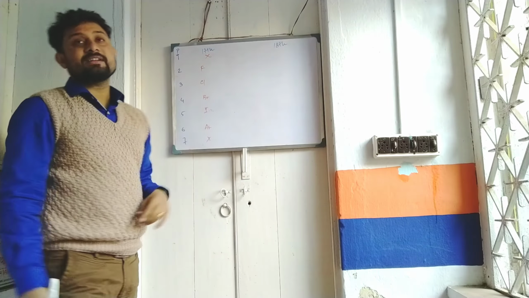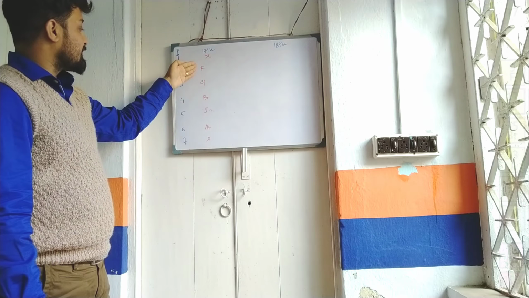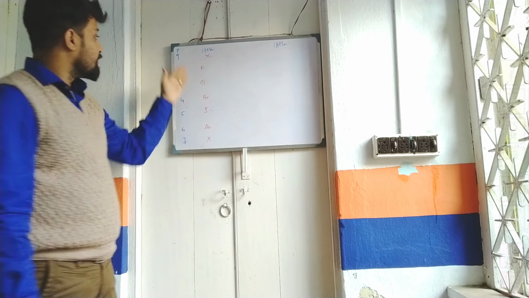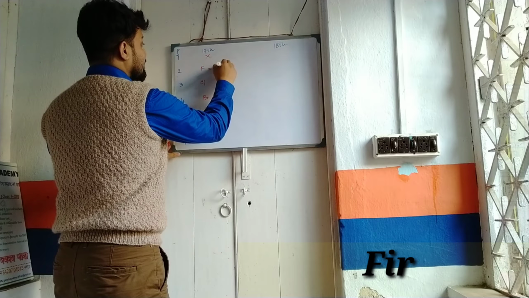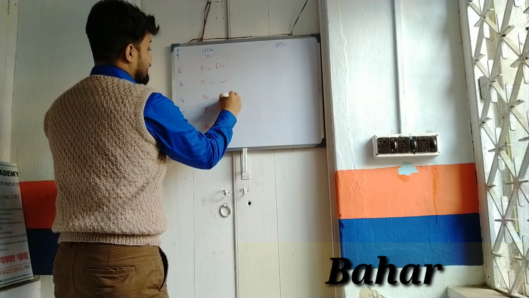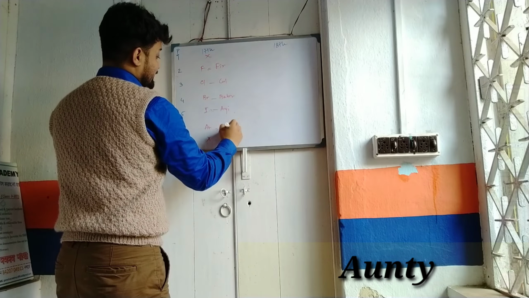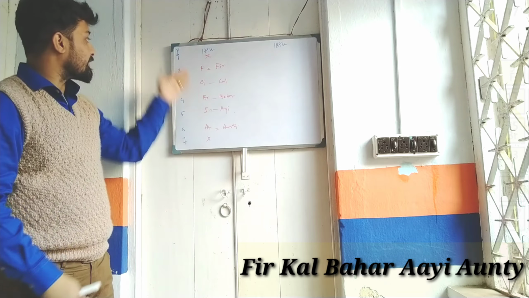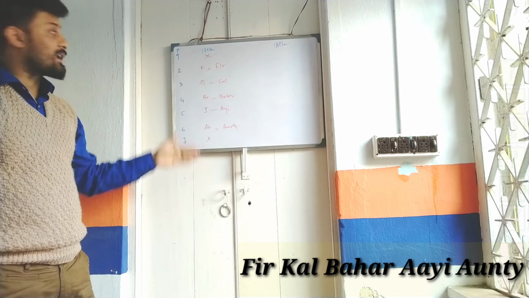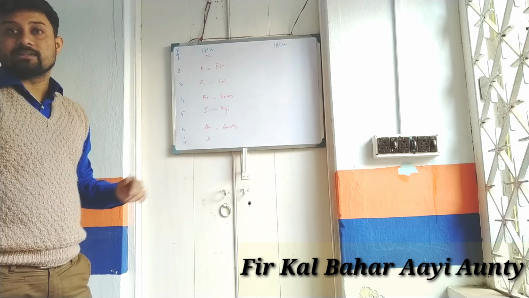Next, move on to the 17th group. This is called the halogens: fluorine, chlorine, bromine, iodine and astatine. "Fir kal bahar aayi anti." That's how we remember this. Fluorine, chlorine, bromine, iodine and astatine. They are all in the 17th group.